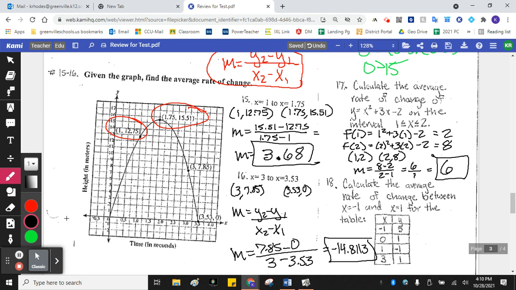All right, the last one we need to do is from a table. From a table, we're looking at -1 and +1. So m equals y1, I'm just going to do 5, minus y2, another negative, so +1. I did 5 first, and I have to do -1 first, minus 1. So 6 over -2, -3.